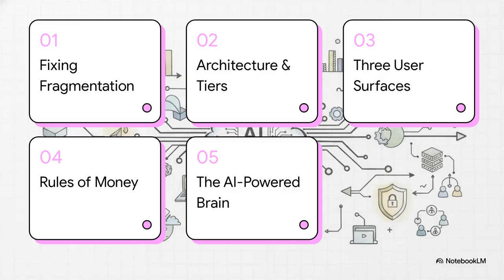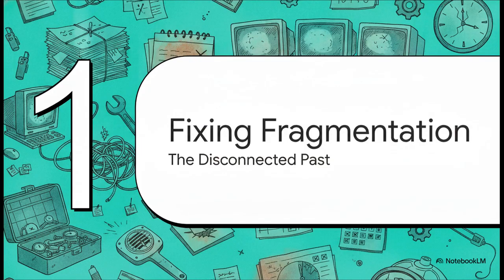So here is our blueprint for understanding exactly how they pulled this off. We'll start with fixing a fragmented business, look at the architecture and security tiers, explore the 3 user surfaces, break down the rules of money and math, and finally, look at the AI-powered brain. Section 1. Fixing a fragmented business.